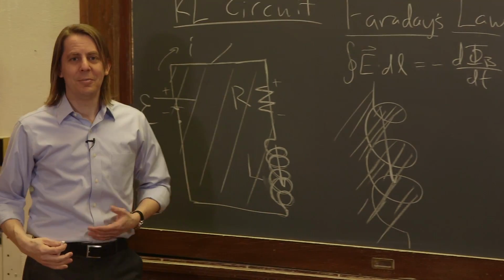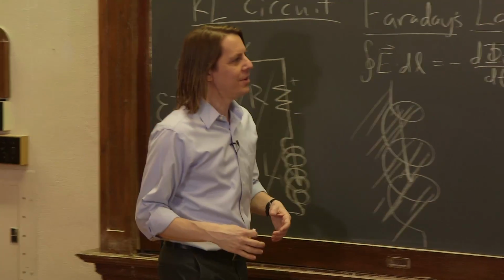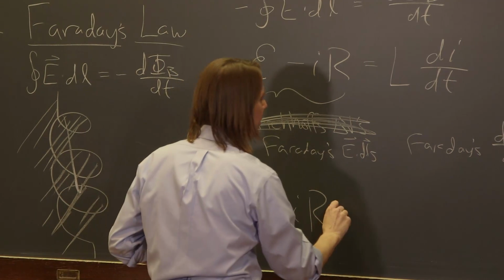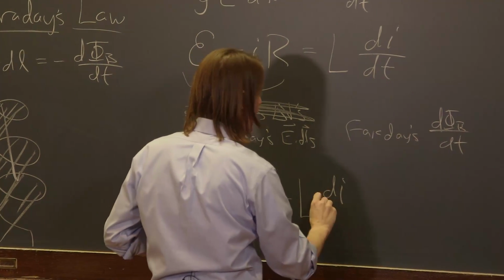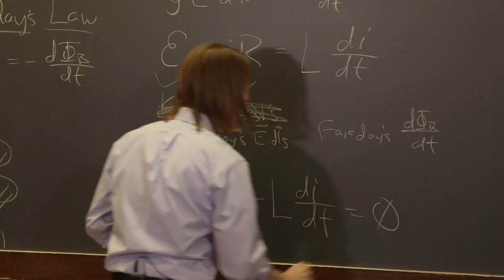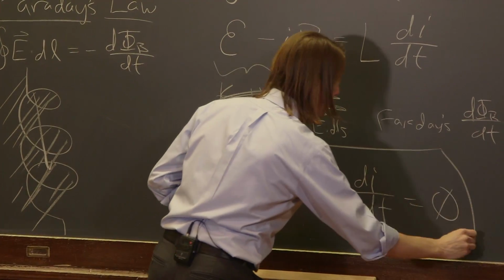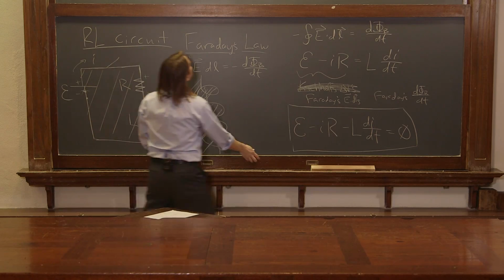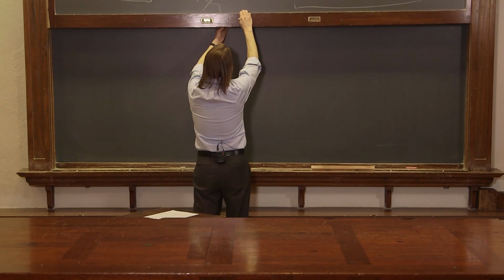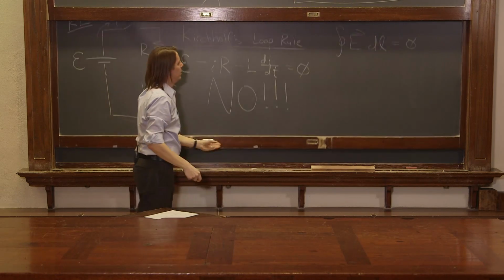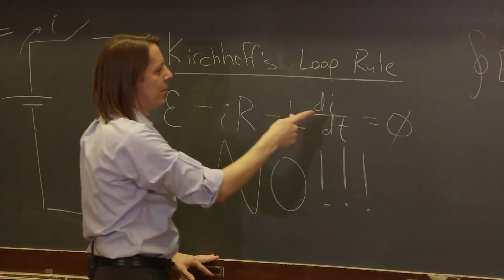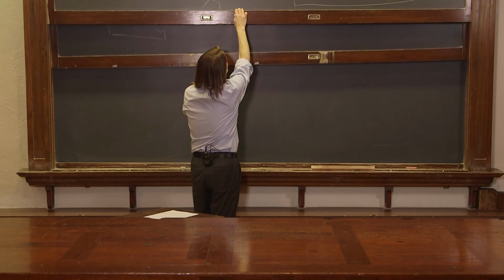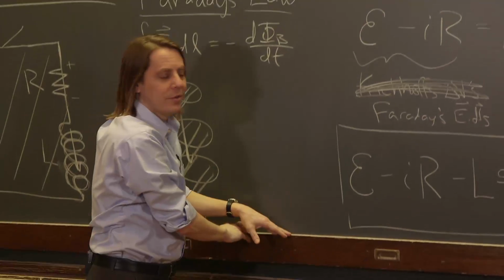And you can see why it's tempting to use Kirchhoff's analysis, because all we do is bring this over here, and we get the EMF minus I times R minus L di dt equals 0. This is our differential equation that we would use to solve for the current as a function of time. And you can see it looks just like what we got with Kirchhoff's loop rule: EMF minus IR minus L di dt equals 0. Problem is, this one is for the wrong reason. And this one is for the right reason. It's because of Faraday's law.